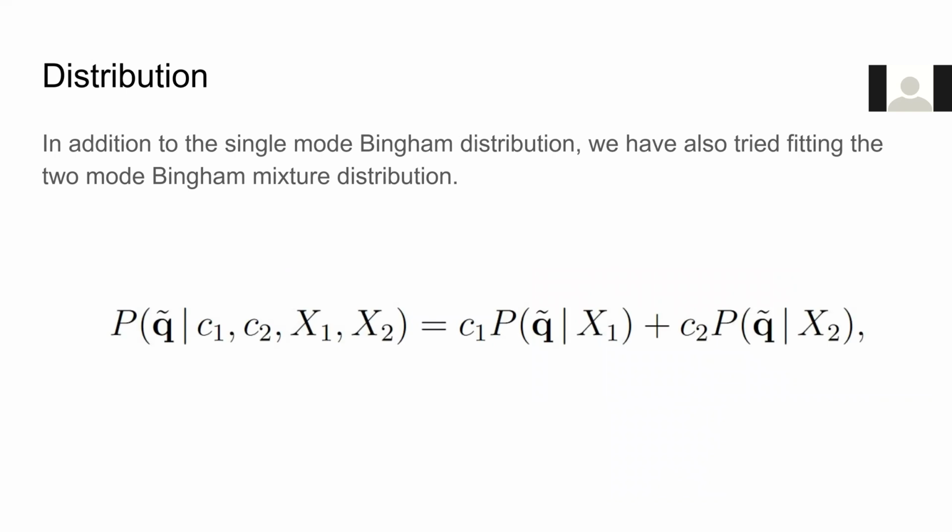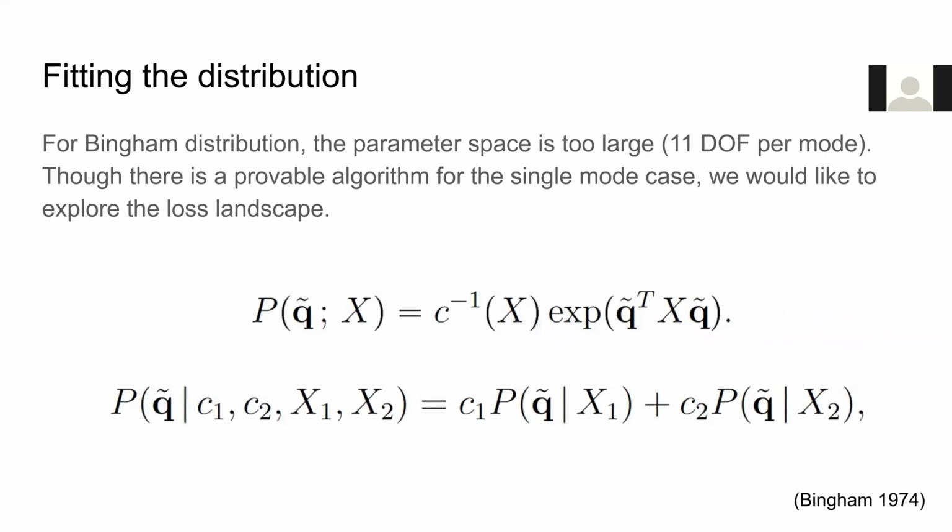In addition to a single mode Bingham distribution, we have also tried fitting a 2-mode Bingham mixture distribution. Basically, we take the distribution from 2 Bingham distributions and sum them up with some kind of weights. In order to fit the distribution, even though there is a provable algorithm for the single mode case, there's not one yet for the 2-mode case, and the parameter space is pretty large. A single mode distribution has 11 degrees of freedom, and a 2-mode distribution has 23 degrees of freedom. The additional parameter comes from the weighting parameter.